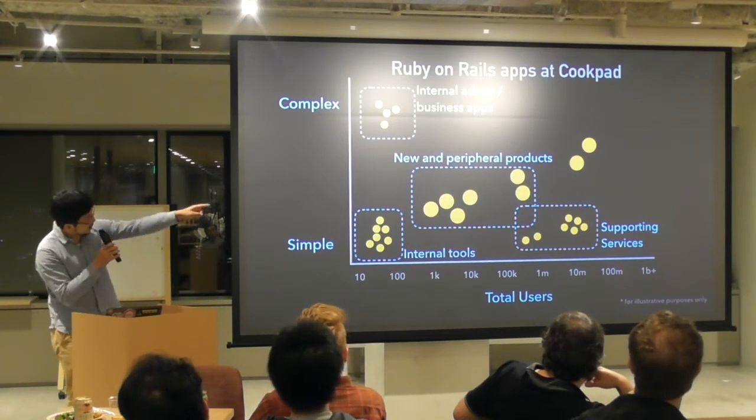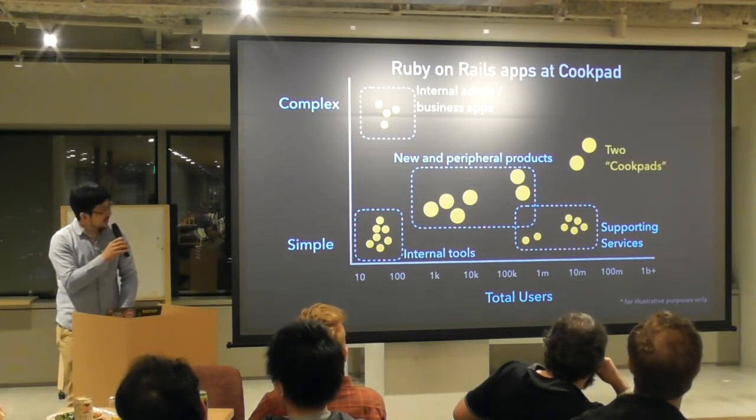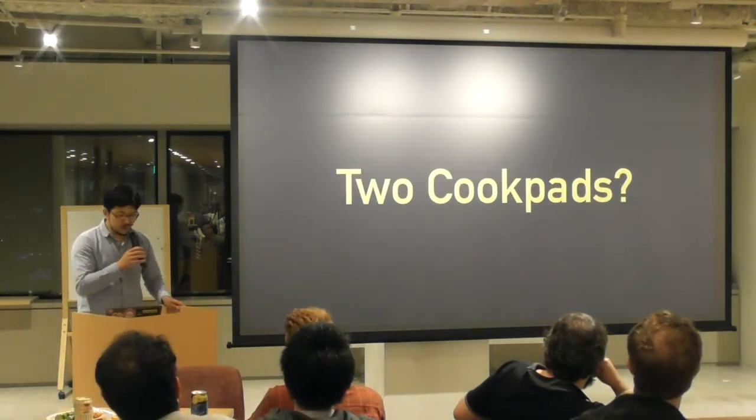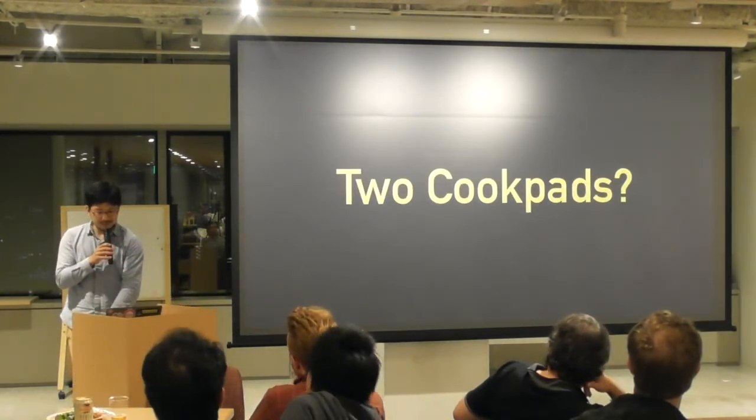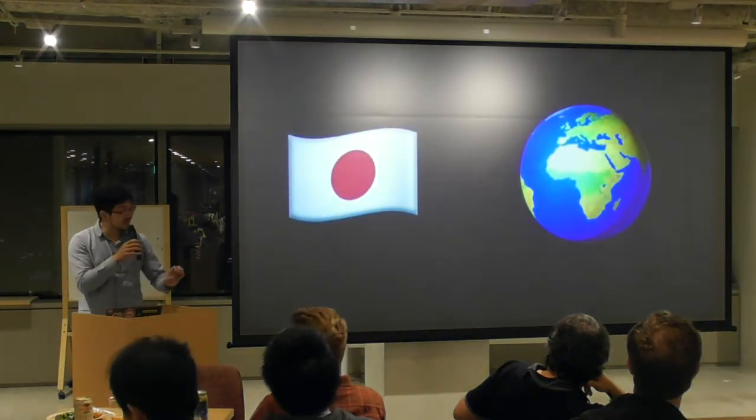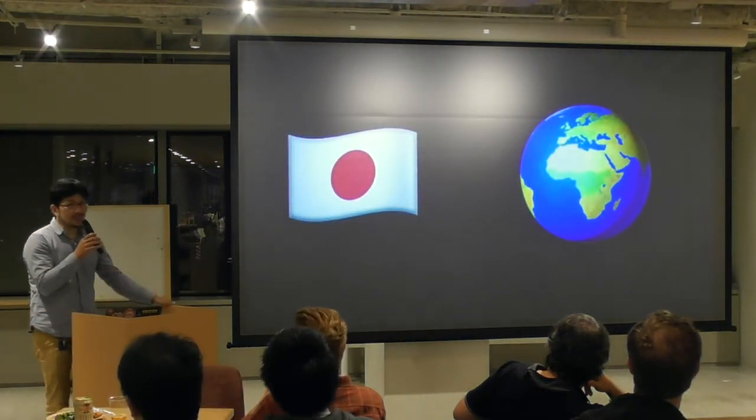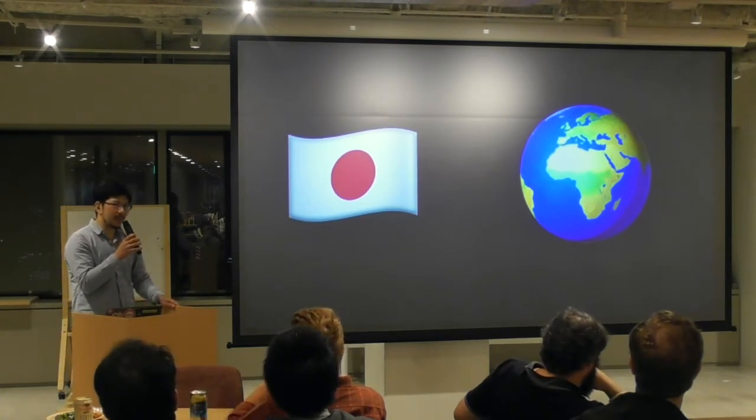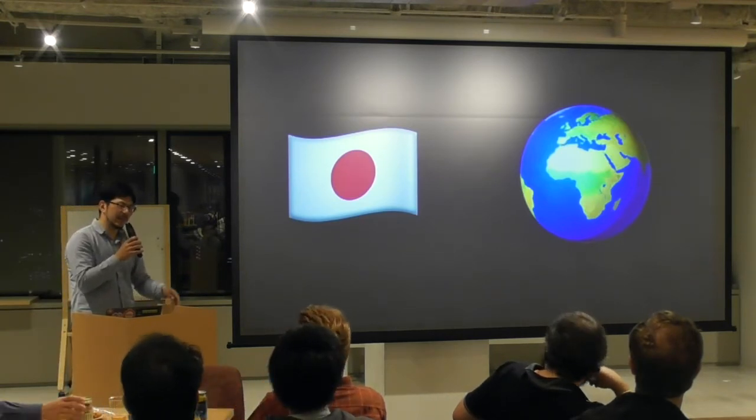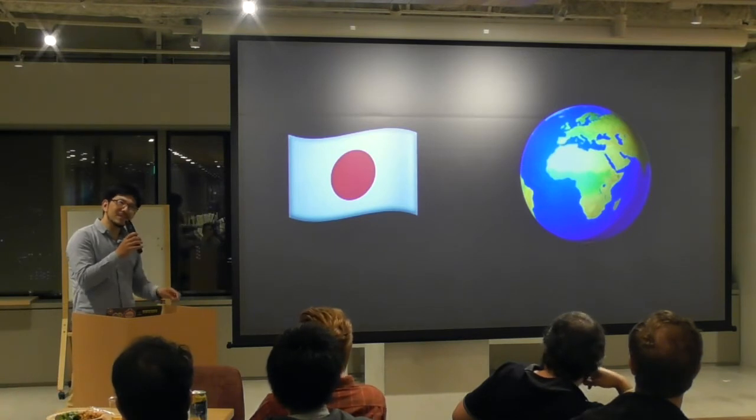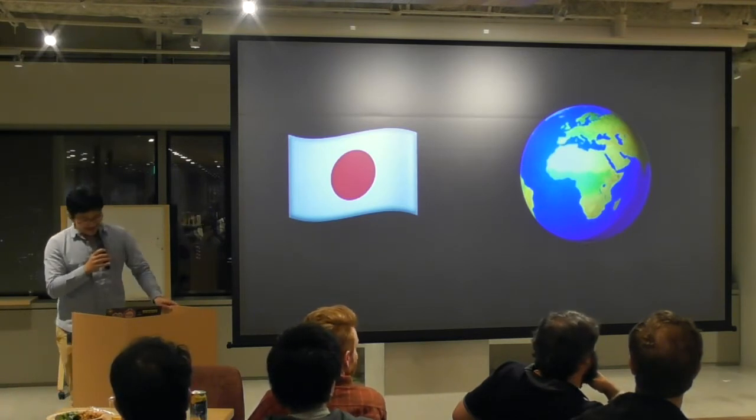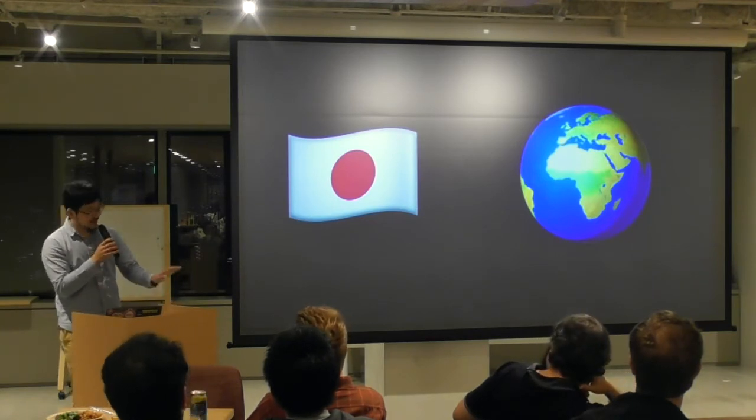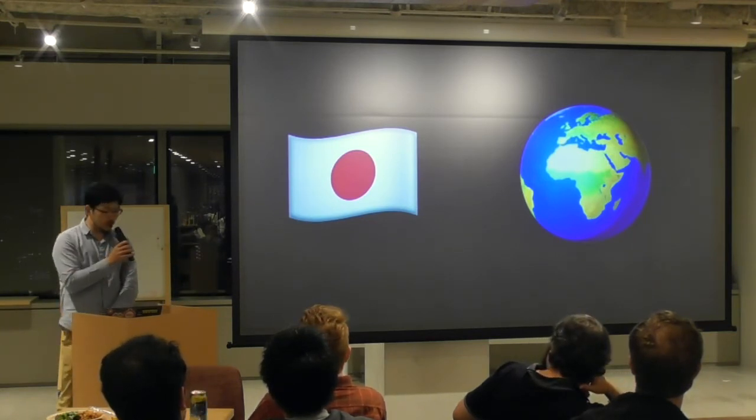And we've got these other two in the top right corner, and these are two Cookpads. So you might wonder what these two Cookpads are. As I hinted earlier, one is Cookpad in Japan, which is our legacy product, you could say. It's been around since 2008 on Rails, and before that was something else, but yes, it was something else before Rails. And we've also got this international app that we call the global app.